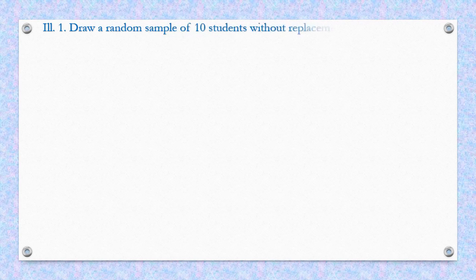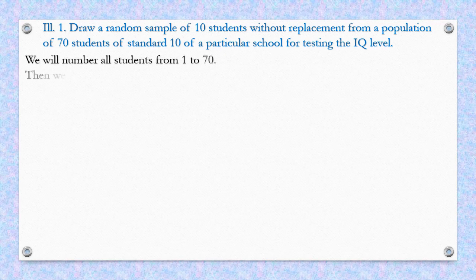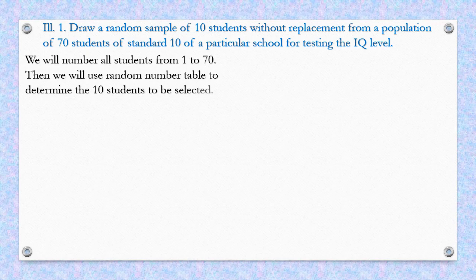First illustration: draw a random sample of 10 students without replacement. Don't forget that, with replacement, without replacement. This is from a population of 70 students of standard 10 of a particular school, for testing the IQ level. Now, in this school, 70 students are there and we have to select 10 students. So I am going to number all the 70 students from 1 to 70. Then we will use the random number table to determine the 10 students to be selected.